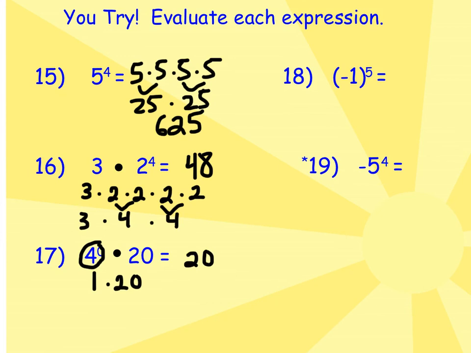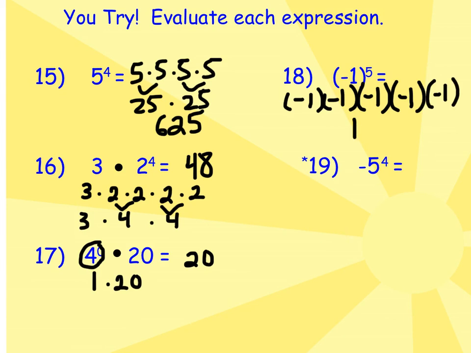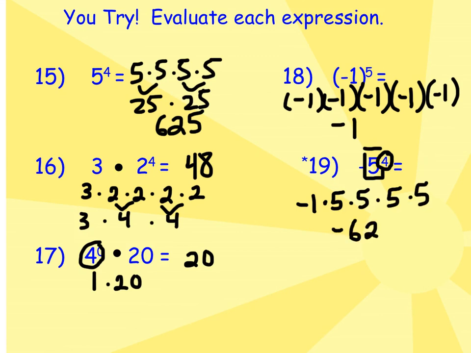Number 18, I see that I have parentheses here, so I'm taking -1 times -1 times -1 times -1 times -1. So we know there's definitely going to be a 1 in the answer. How many negative signs do I have? 5 of them. That means my answer is -1. Now on number 19, the only thing being raised to the 4th power is the 5. That negative sign in front, remember, means -1 times 5 times 5 times 5 times 5. So that's -625. Nice job, everybody.